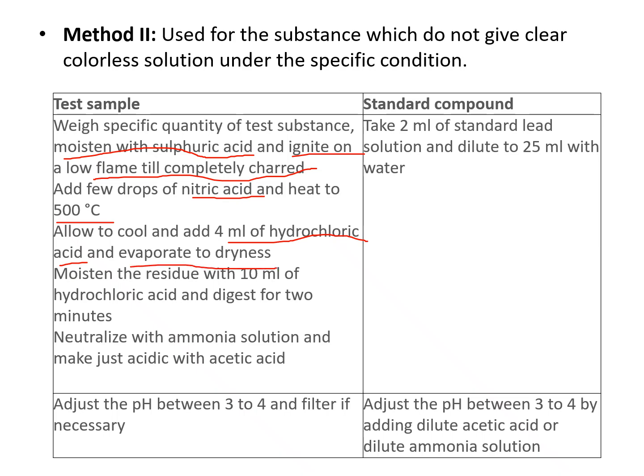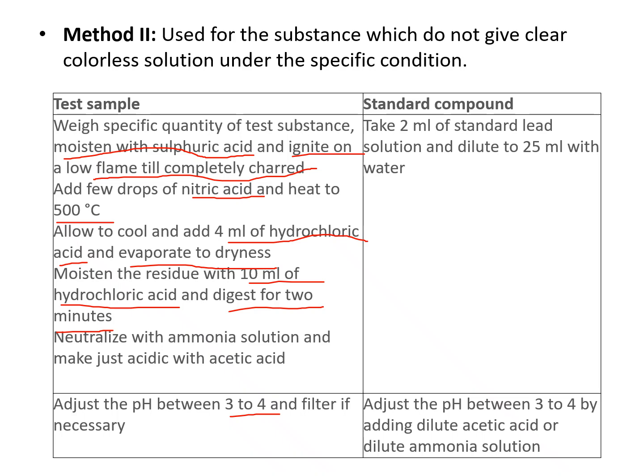Then moisten the residue with 10 ml of hydrochloric acid and digest for 2 minutes. After that, neutralize with ammonia solution and make it acidic with acetic acid. We have to adjust the pH by adding ammonia solution and acetic acid, between 3 to 4. After that, we have to filter if it is necessary. This was the procedure for making the test solution.